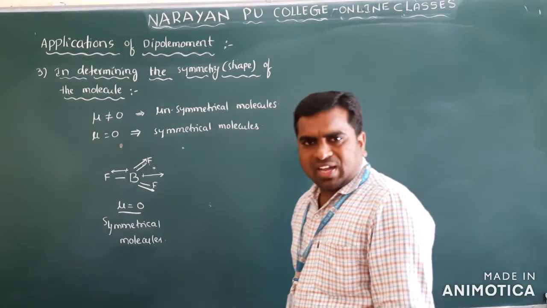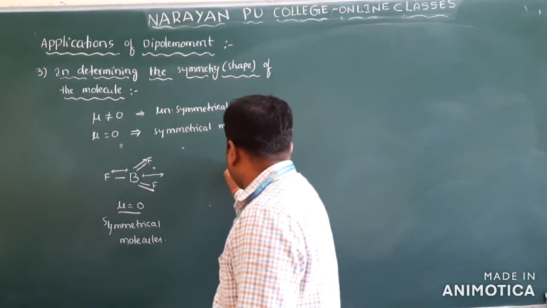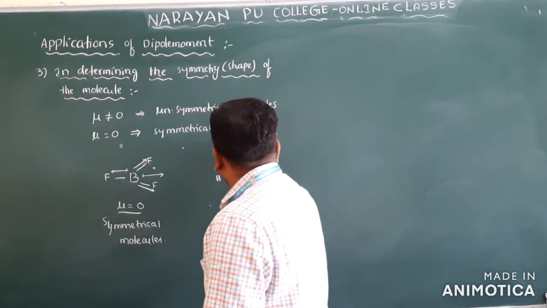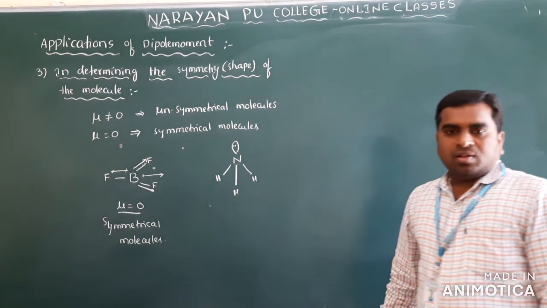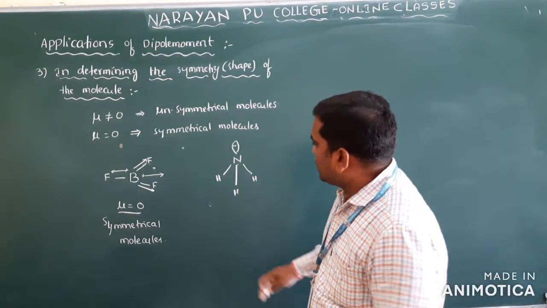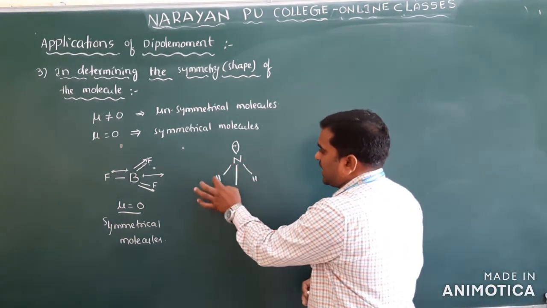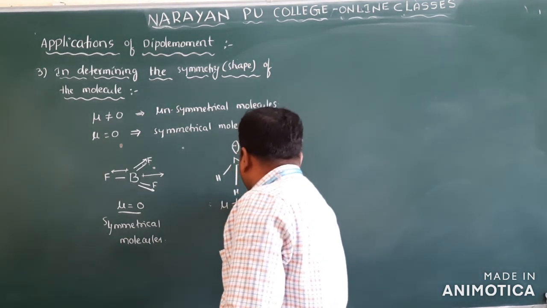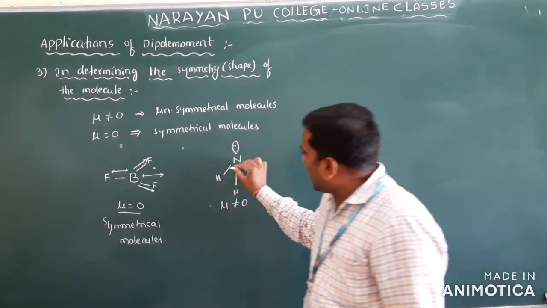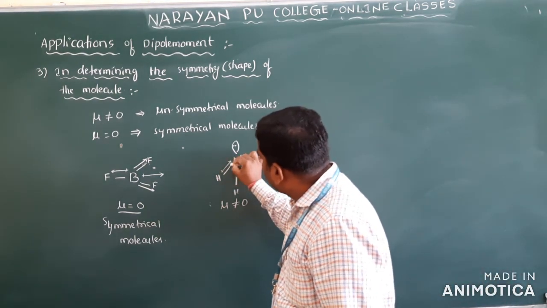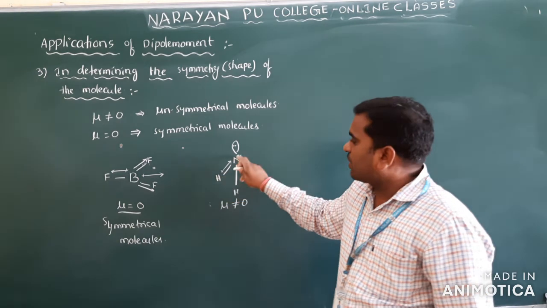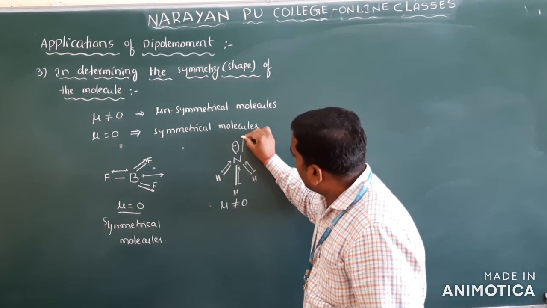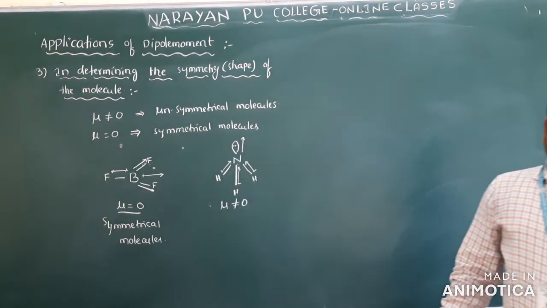Clear? Now for unsymmetrical molecules, suppose I take ammonia. So this is ammonia and here there will be a lone pair. Here you see the same central atom and the same atoms attached, but for this one the dipole moment is not equal to 0. You know the dipole moment direction is from the less electronegative atom to the more electronegative atom. This is the dipole moment direction, and the lone pair dipole moment direction is always upwards.